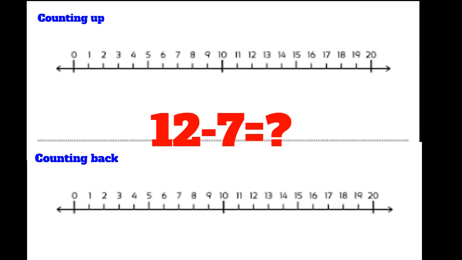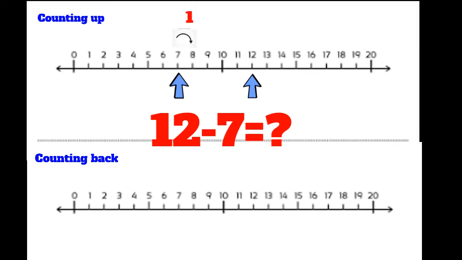So let's start by counting up. Remember, when we count up, we're going to start at the smaller number and count up to the bigger number. So we're going to start at 7, count up to 12. So let's find those two numbers on our number line. There is 7 and there is 12. So we found our two numbers. So let's begin counting up.